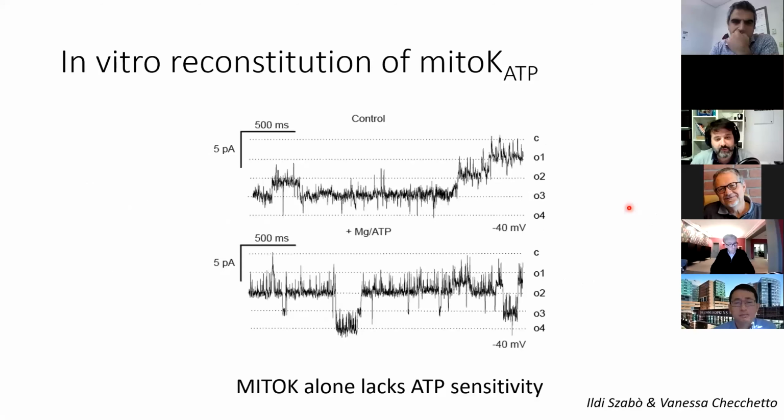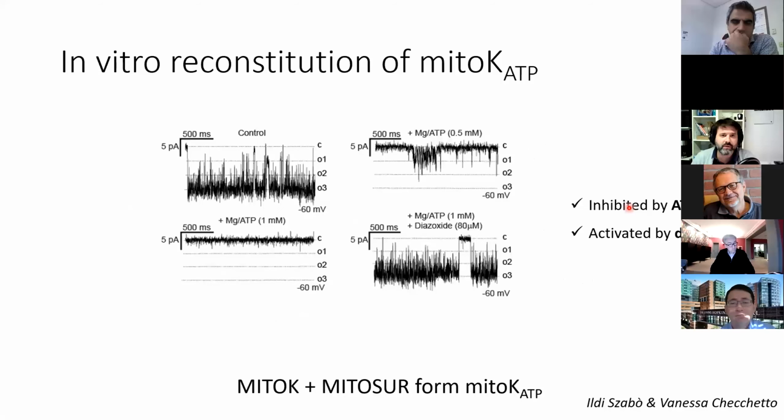However, if you put ATP, you can see that MITOK alone lacks ATP sensitivity. However, when you reconstitute both MITOK and MITOSUR together in the planar lipid bilayer, now you can see the standard pharmacology of the mitoK ATP. So you can see that the channel is inhibited by millimolar concentration of ATP. And if on the same planar lipid bilayer you put diazoxide, the opener, you can see the channel activity back, as you can see in this figure.